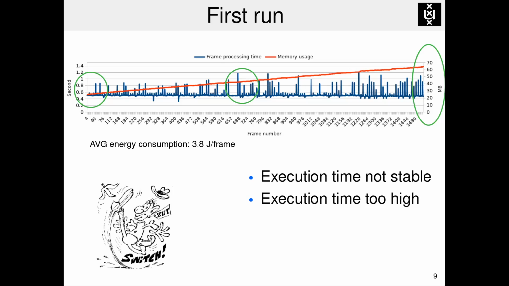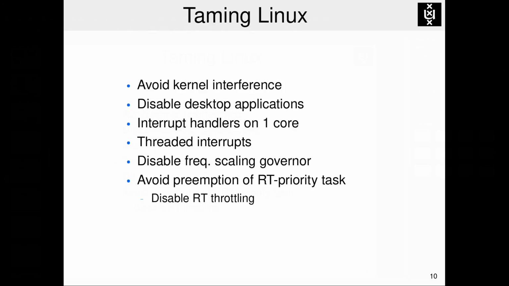We also measured the energy consumption per frame, and we are at 3.8 joules per frame on average. What we want now is to enforce the timing requirements, not overconsume the memory, and reach the 0.5 second deadline. The first manual optimization we applied to increase our control on time is to tame our Linux-based OS.